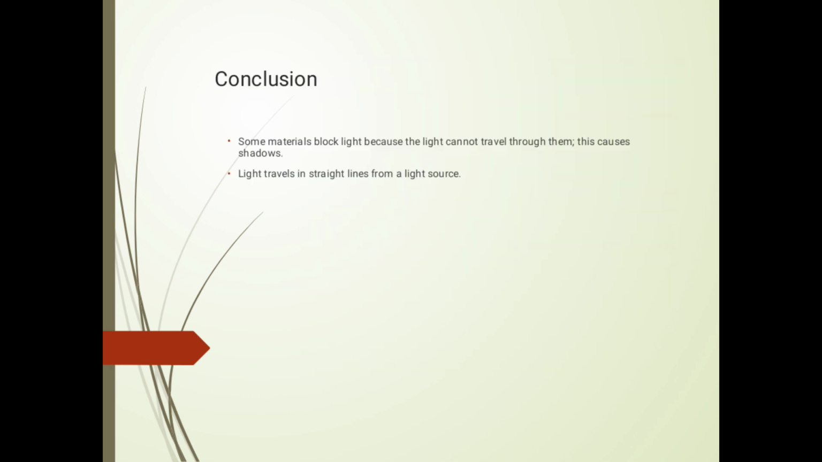In conclusion, some materials block light because the light cannot travel through them. This causes shadow. Like I said earlier, when you use materials to block the source of light, it forms a shadow. Okay, light travels in straight lines from a light source.